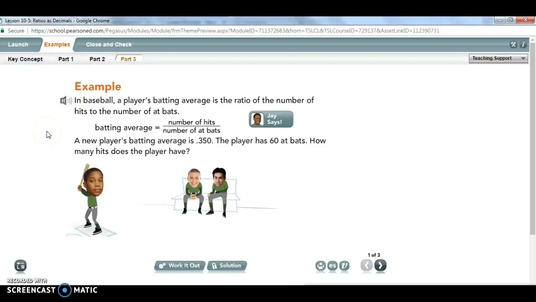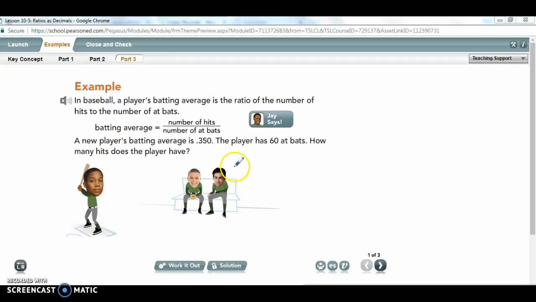In baseball, a player's batting average is the ratio of the number of hits to the number of at-bats. To find a batting average, divide the number of hits by the number of at-bats. A new player's batting average is 350. The player has 60 at-bats. How many hits does the player have? So what we need to do is we need to solve this problem.